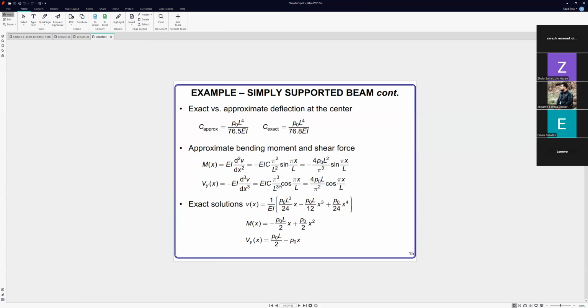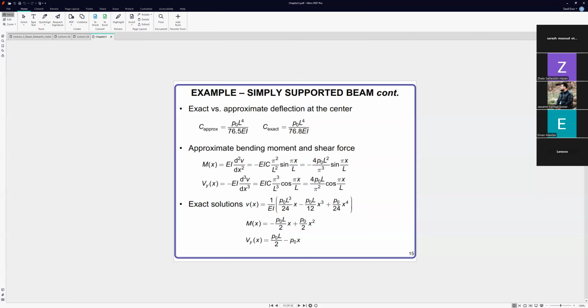So this is also important to know, and make it your homework, with the previous one. EI pi to the power 3 over L cubed cosine pi x over L, and this is equal to this value, V of y, which is the shear. We have the exact solution. Try to find the exact solution from the steel manual.